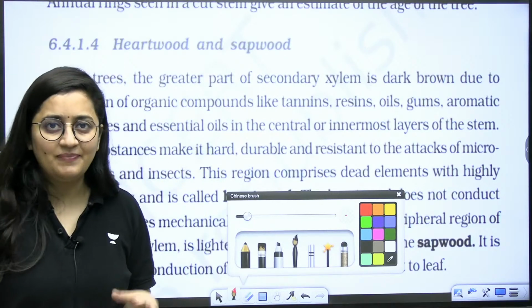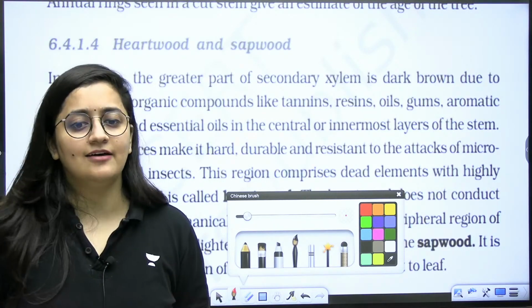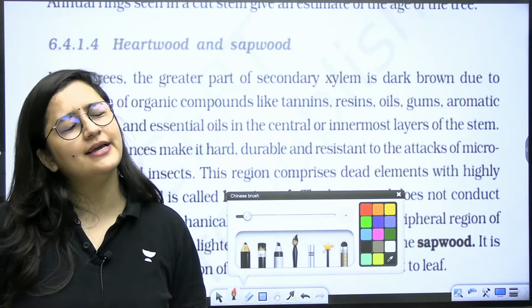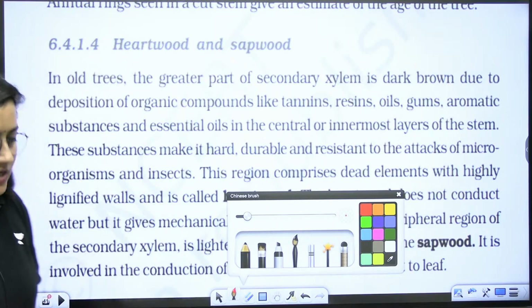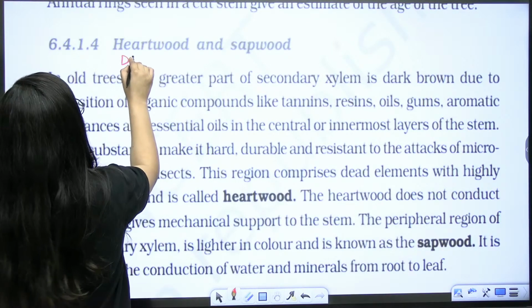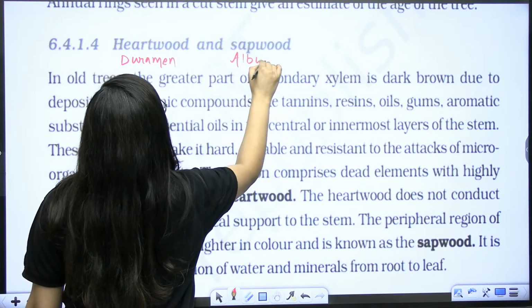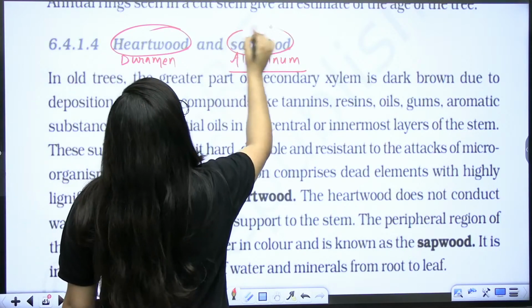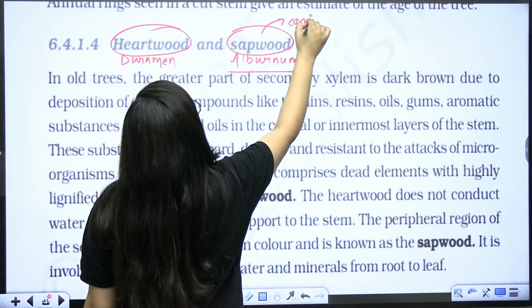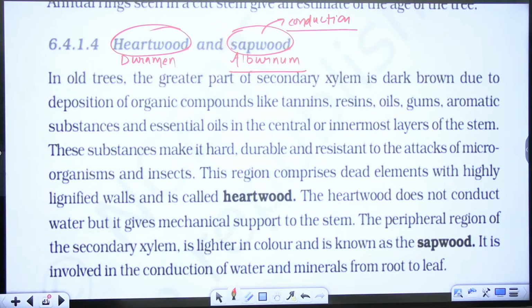I have already explained it in a very good way, so you guys can read it after the class, and if there is any doubt, you guys can mention that doubt in the comment section, and obviously I will answer it. Done. So hardwood, sapwood. Hardwood is your duramen, and the sapwood is known as alburnum. Out of these, it is the sapwood which will conduct water and mineral. So it is meant for the conduction.